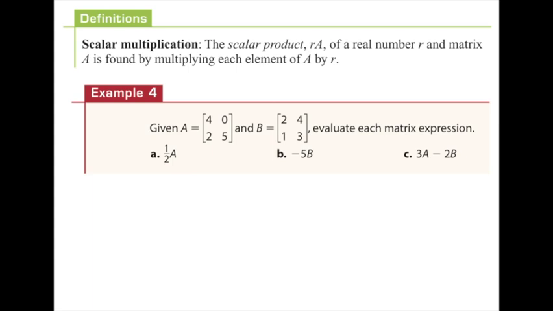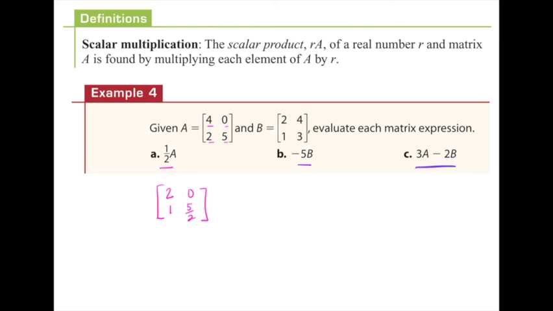And so if I were to do this first one, 1/2 A, I'm going to multiply every element in here by 1/2. I will have a 2 by 2 matrix when I'm done. 4 times 1/2 is 2. 0 times 1/2 is 0. 2 times 1/2 is 1. 5 times 1/2 is 5/2, right? This is true for all of these. If I were to take B and multiply everything, I would take everything and multiply by -5.